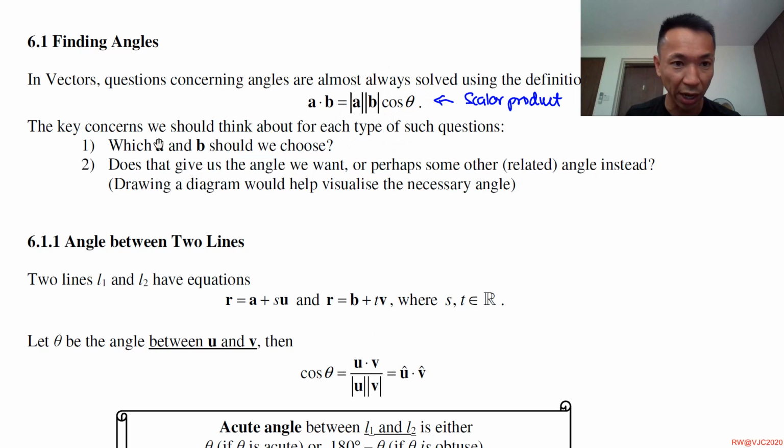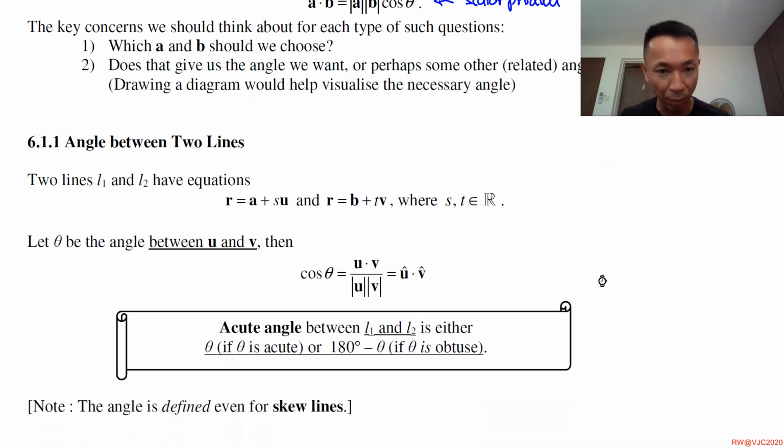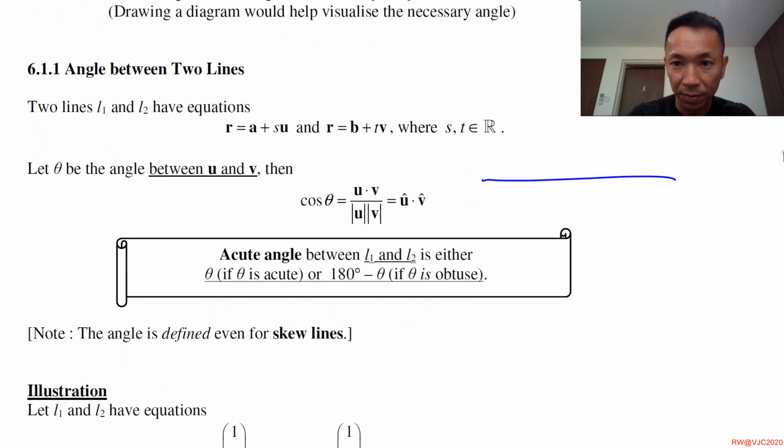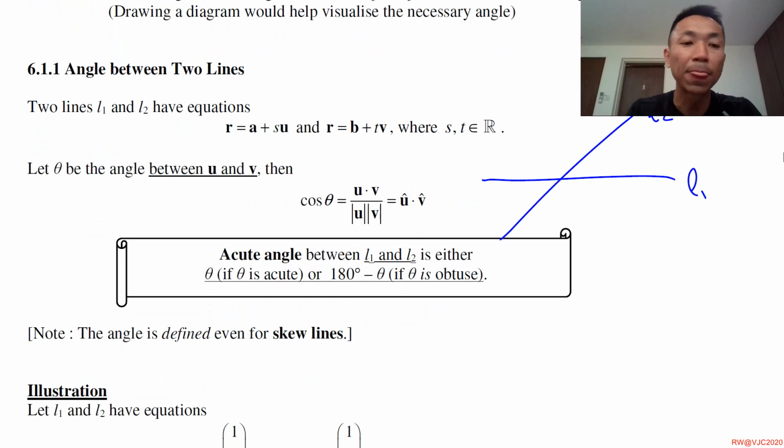So for each question, we need to decide which A and which B we choose. Alright? And does that give us the angle we want? So broadly speaking, it's like that. I think I will dive straight into the question because that would actually illustrate my point. Let's say you have equations of two lines, L1 and L2. Alright? And theta is the angle between them. You want to find the angle between the two lines.